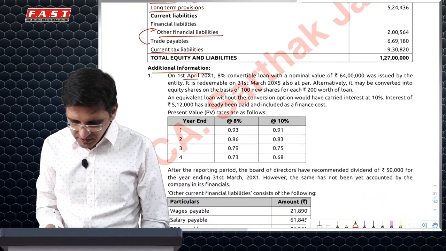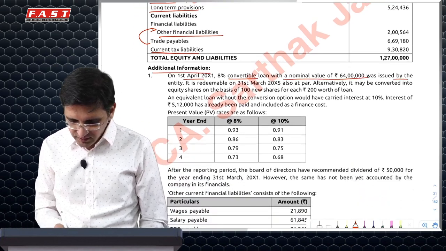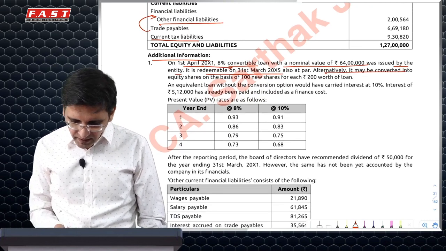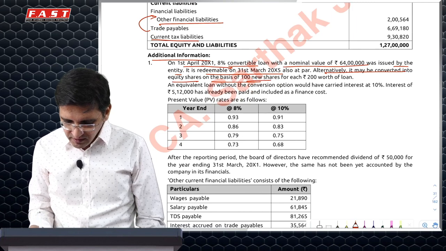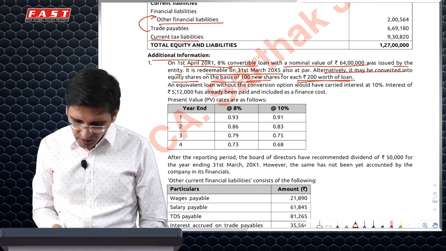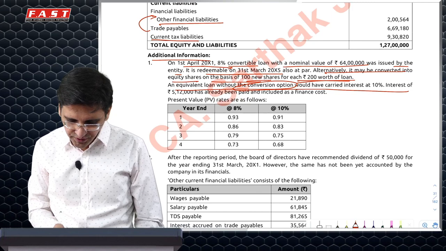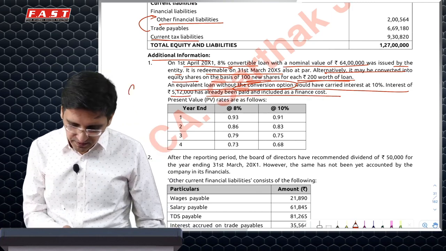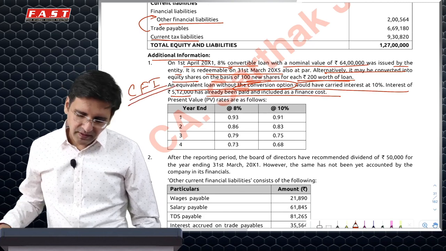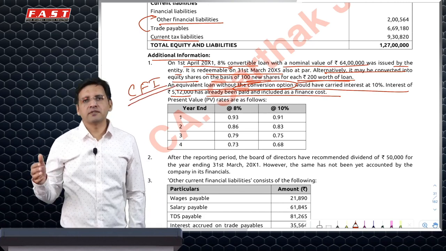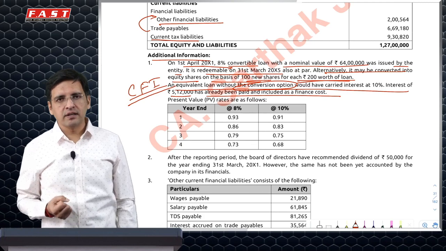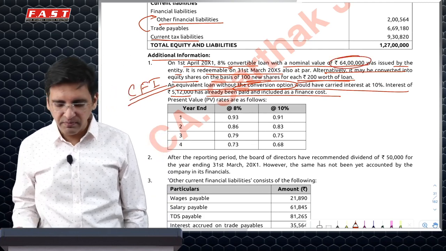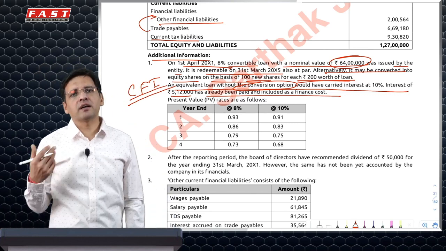Some additional information: 8% convertible loan, 64 lakh, redeemable on 31st March 2005, 4 years. It can be converted to equity shares based on 100 new shares for every 200 of loan. Equivalent loan without conversion option is 10%, which means it's a compound financial instrument. Now, in a compound financial instrument, we calculate the future cash flows discounted with the market rate of interest, and calculate the present value. That will be lower than the value which we have raised. The difference will be treated as equity under other equity.